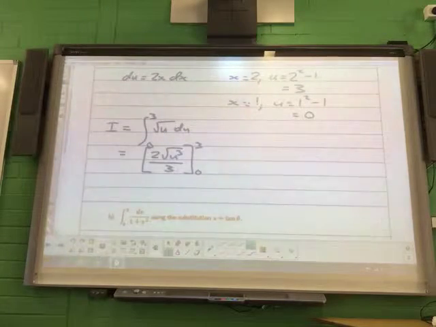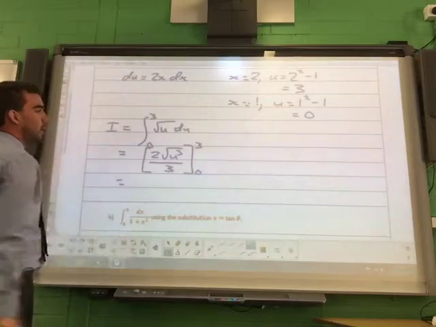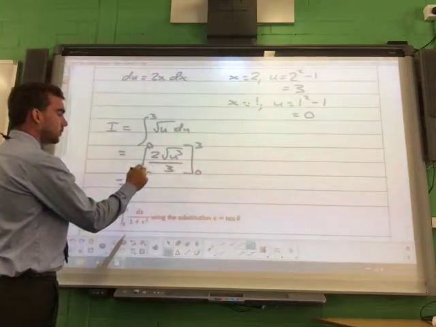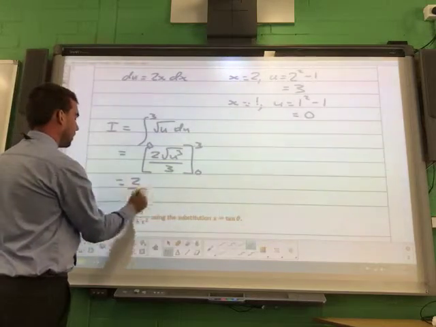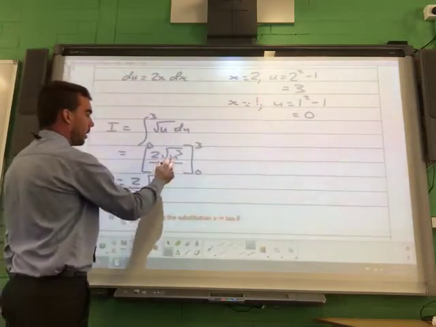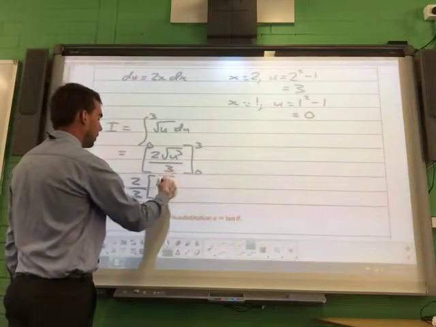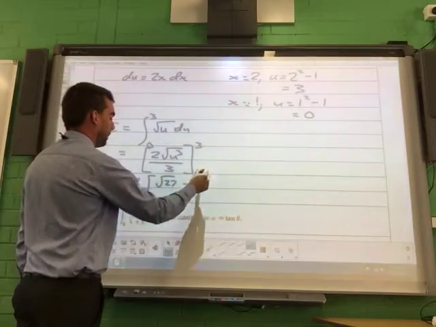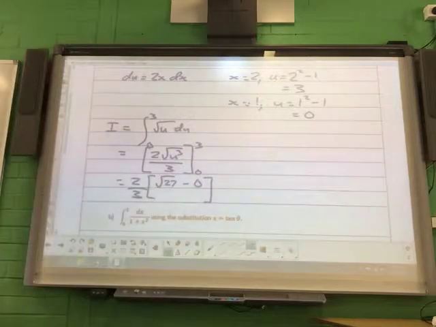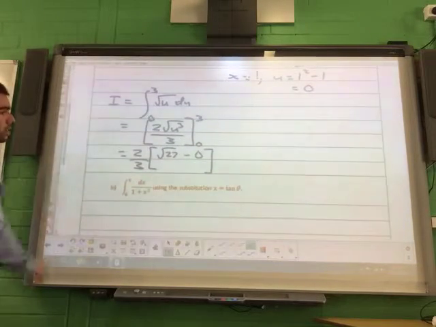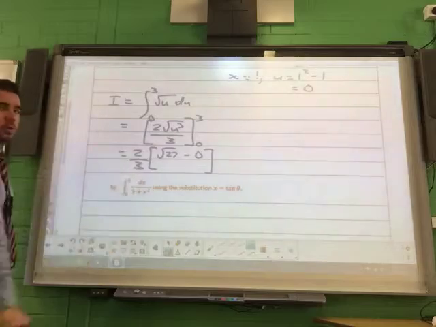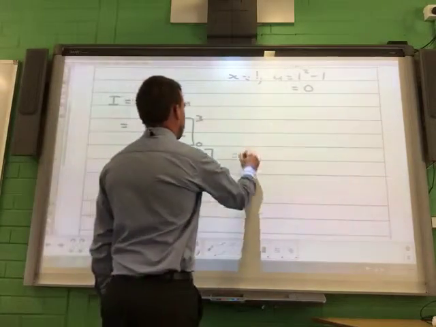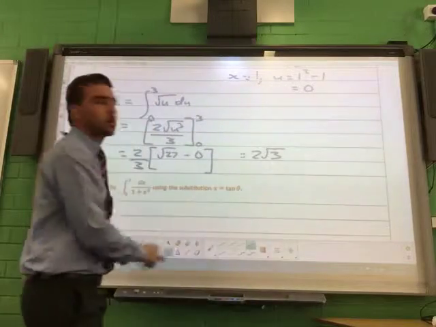Right, so this one I don't have to write back in terms of x because when I do a substitution I'm going to get a constant number, aren't I? Right, so that's one thing you don't have to do. So it'll be 2/3 of the square root of 27 take away 0. Square root of 27 is going to be 3 root 3. So 3 root 3 times 2 over 3. That's going to be 2 root 3.